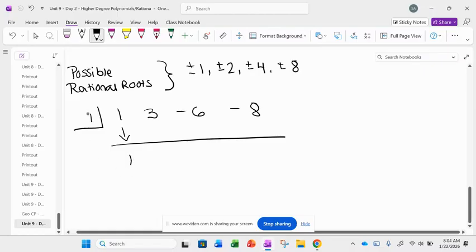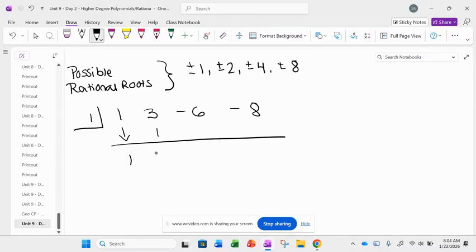Bring down the 1. 1 times 1 is 1. 3 plus 1 is 4. 4 times 1 is 4. Negative 2 times 1 is negative 2. Negative 10. Is 1 a root? No, because the remainder is not what? 0. So 1 is out. All right, so now we got to try again. Pick a different one.